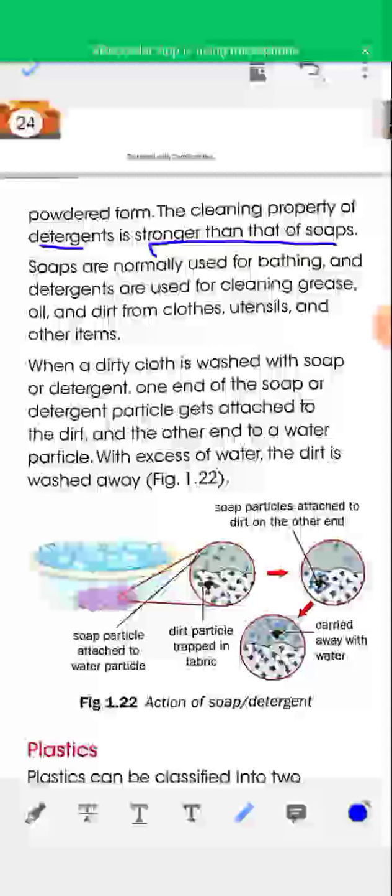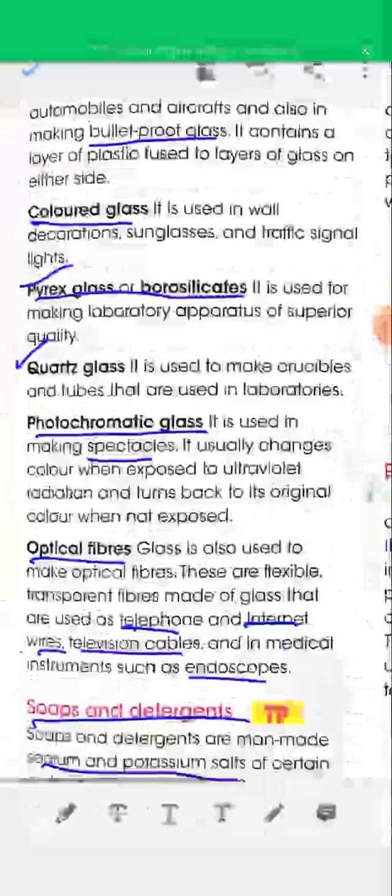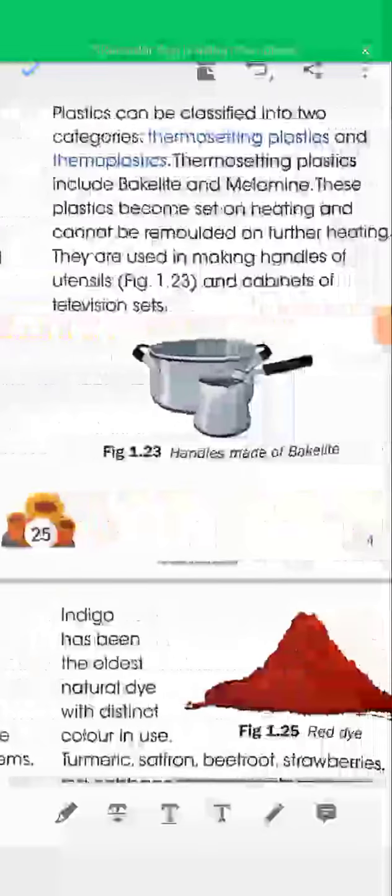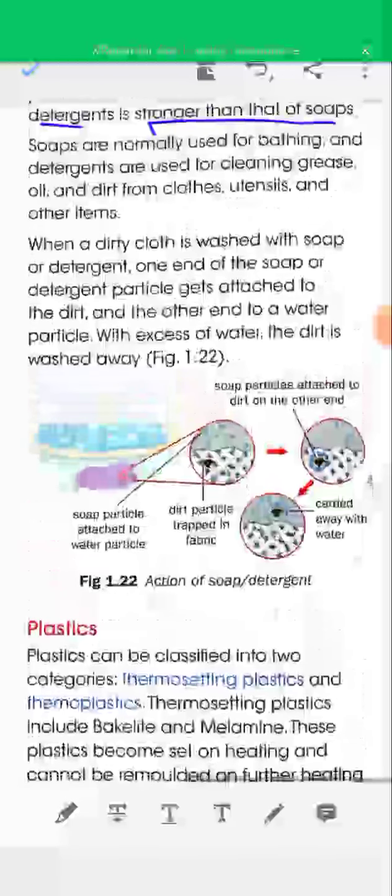Soaps are normally used for bathing, and detergent are used for cleaning grease, oil, and dirt from clothes, utensils, and other items. So the use of soaps and detergent is given here, and their components. Soap and detergent are sodium or potassium salts of certain hydrocarbon compounds, and their use is also given.